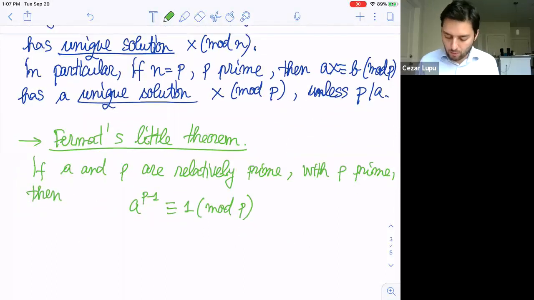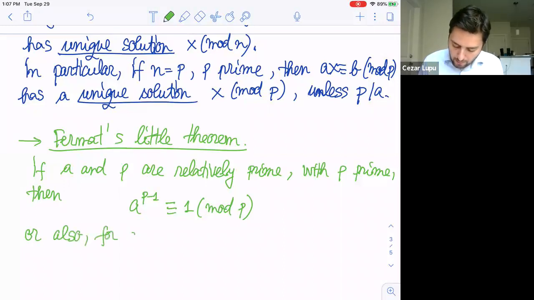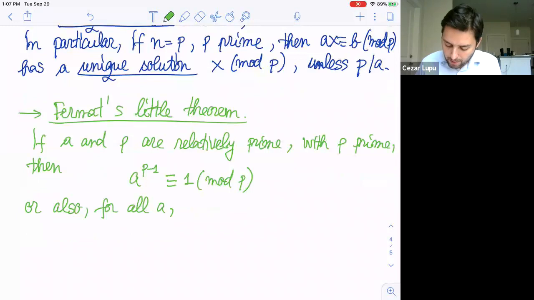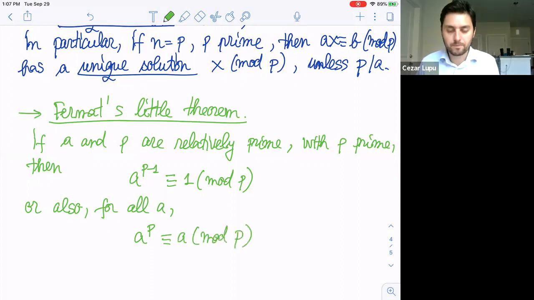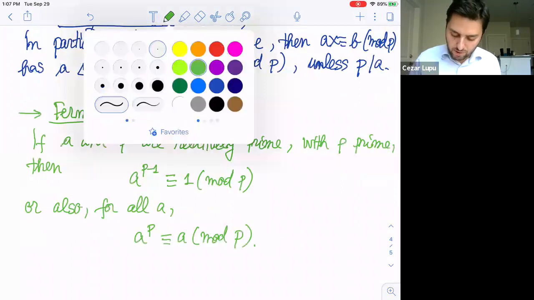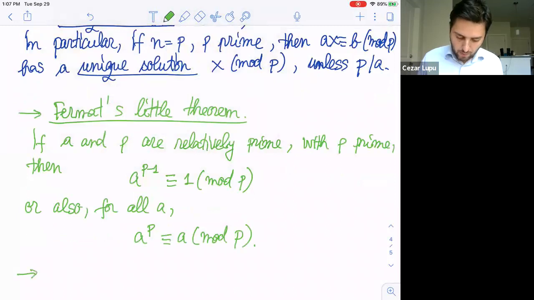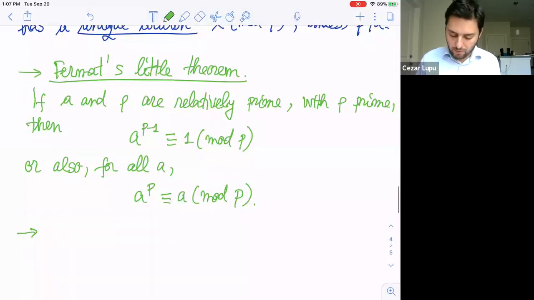Or you can state it also as: for all a, we have that a to the power p is congruent with a mod p, right? So this is Fermat's little theorem, but now we have something even more general. We will call this Euler's theorem.